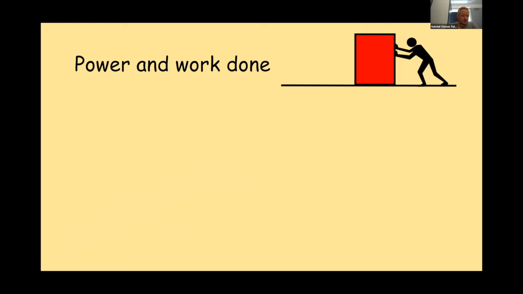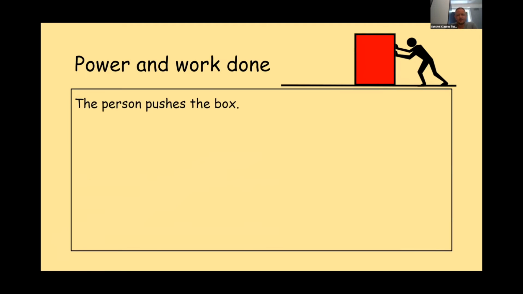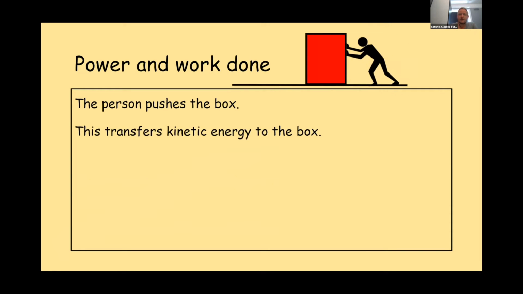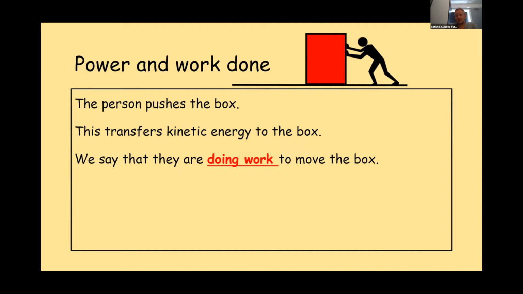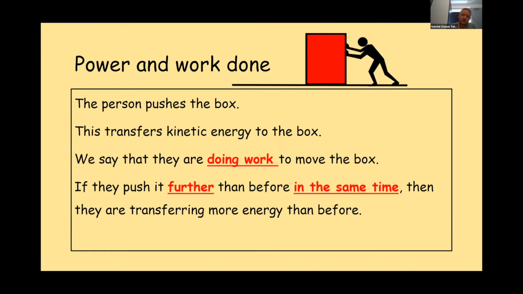Power and work done then. Going back to our earlier example of the man pushing the box, the person pushes the box. The box moves. This transfers kinetic energy to the box because the box has moved. We are saying that they are doing work to move the box. We've come across this idea before. But if they push it further than before in the same time, then they are transferring more energy than before. This might be if they were pushing this box with the same force down a hill compared to before, so they push it over a greater distance in the same amount of time as it would before. This means they are pushing with more power.